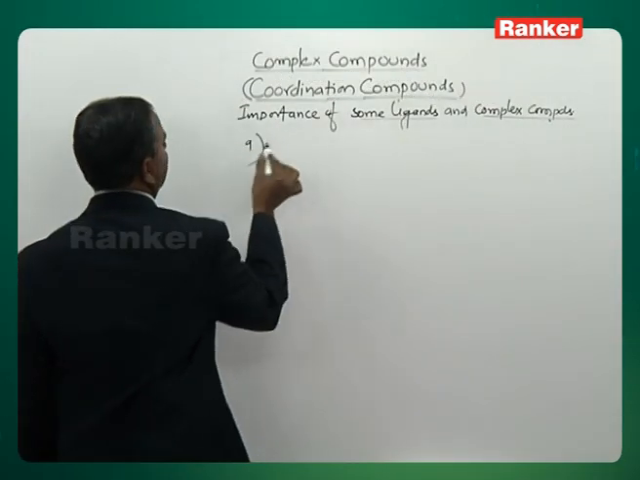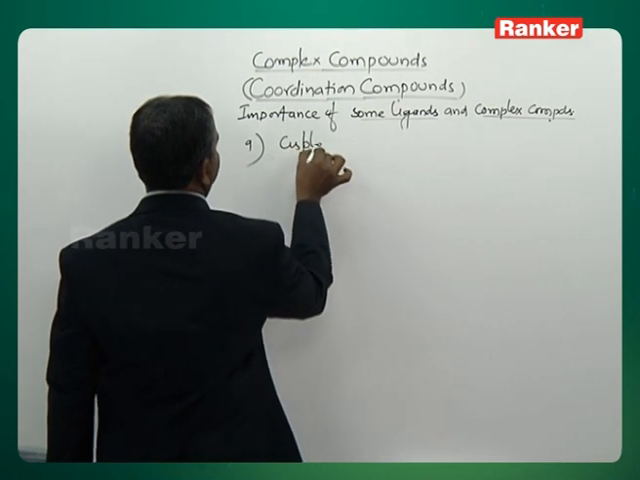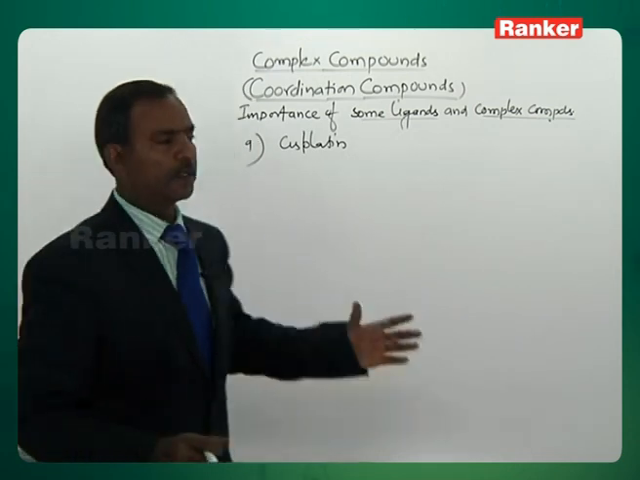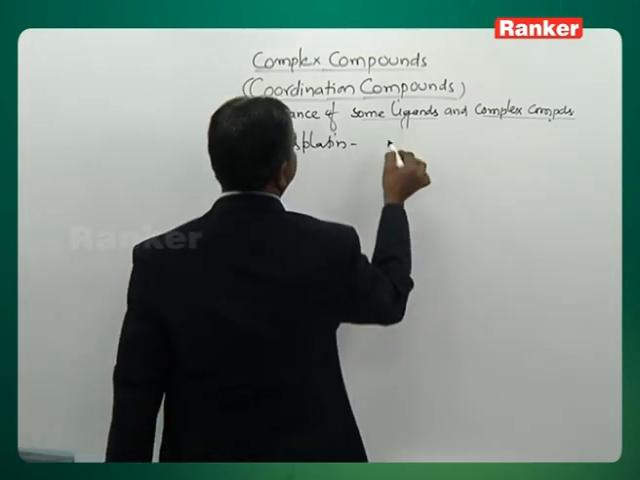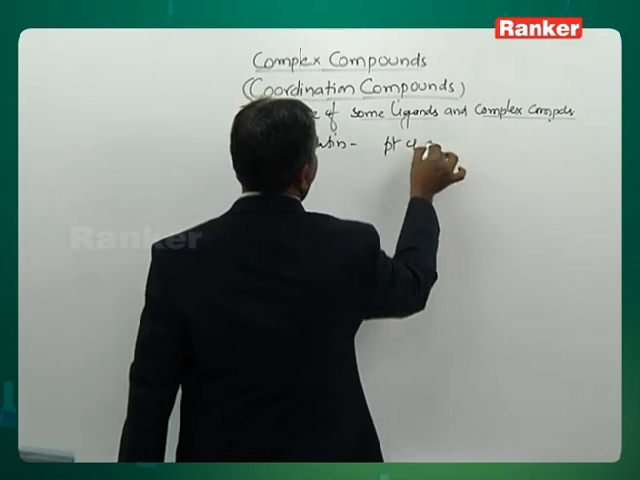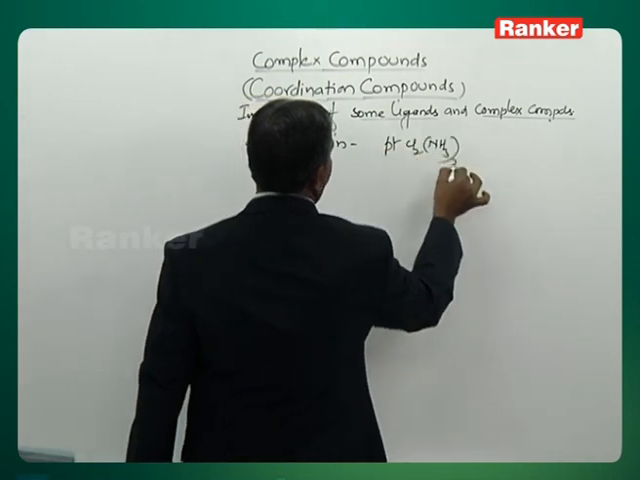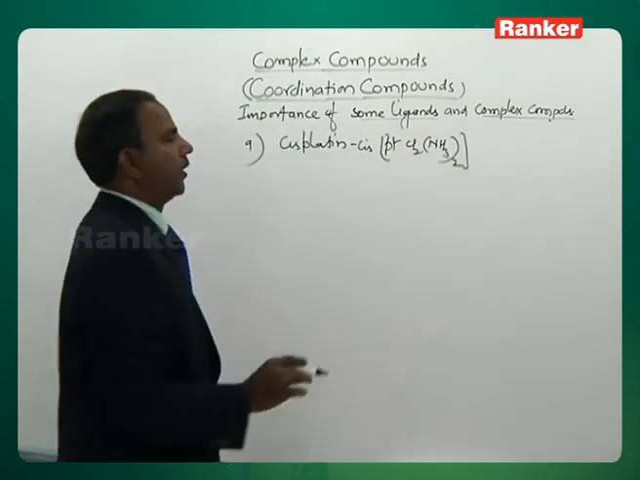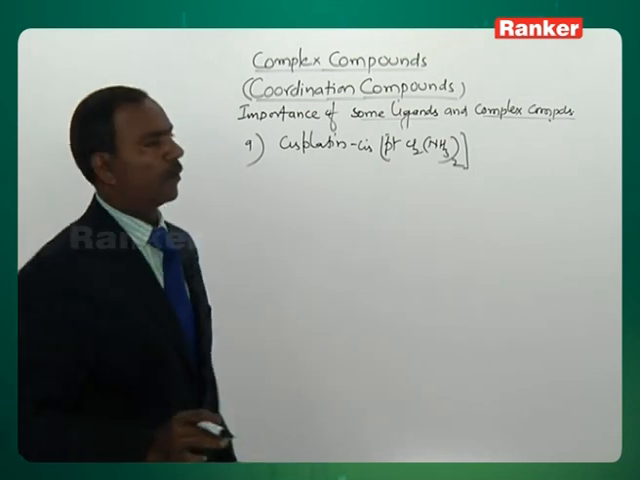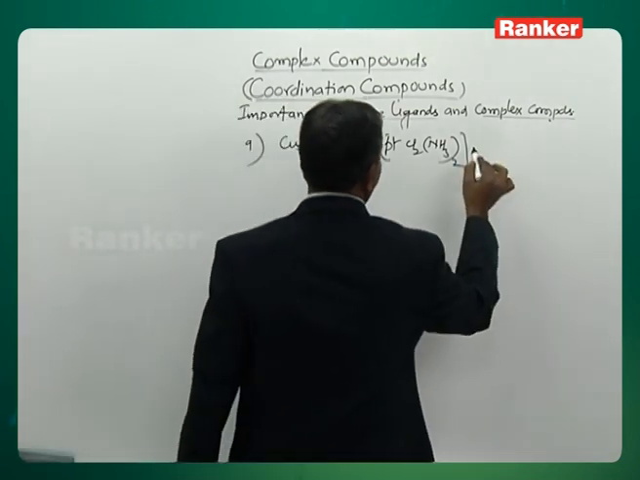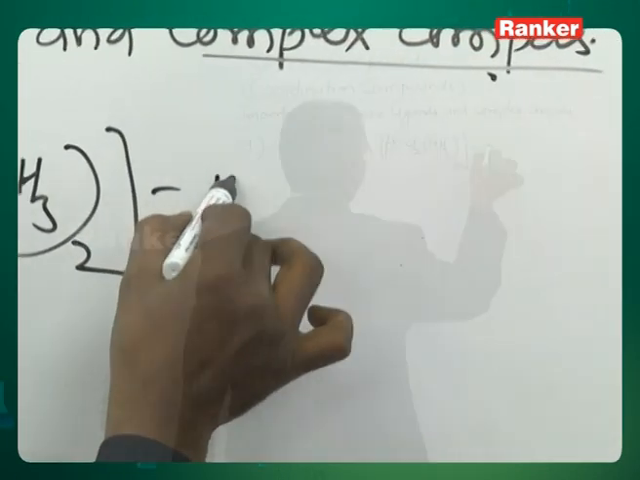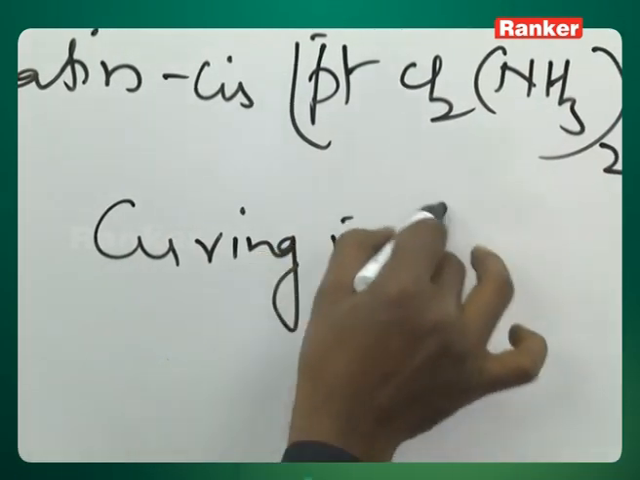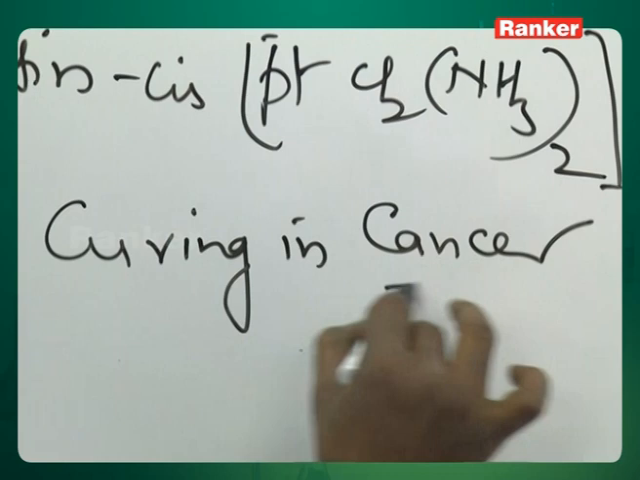So this is very important. Cisplatin we call. Cisplatin is used as a cancer drug for the curing of cancer. What is this particular complex? Cisplatin: cis-diamminedichloroplatinum(II) complex, only the cis complex, is used in curing of cancer. It's very, very important to remember.